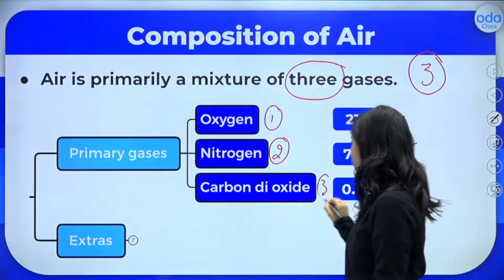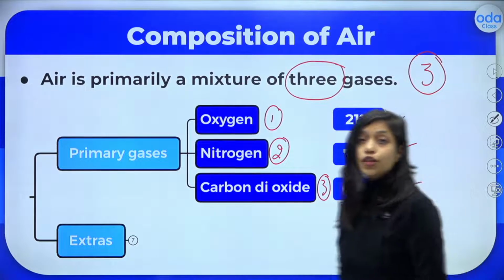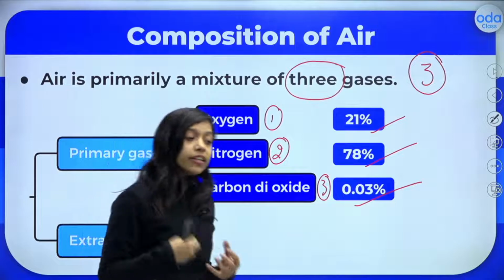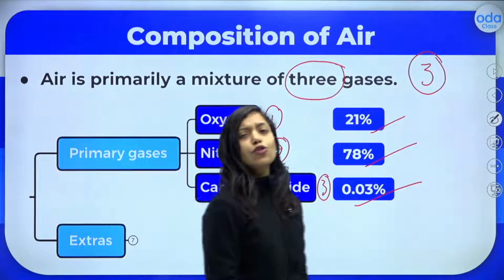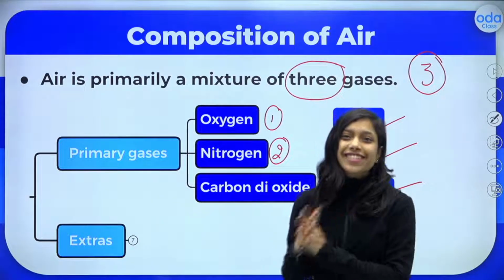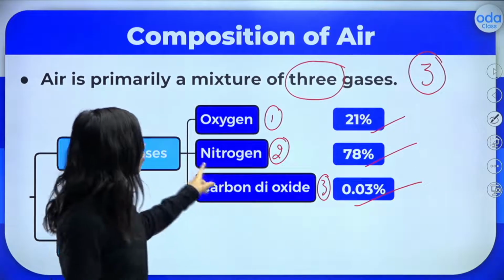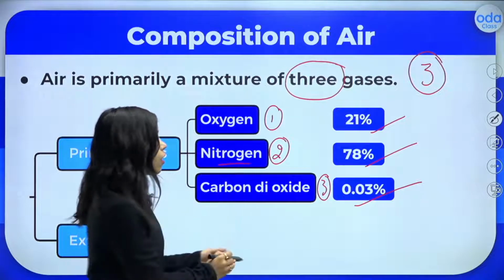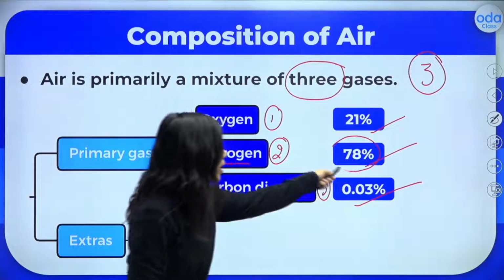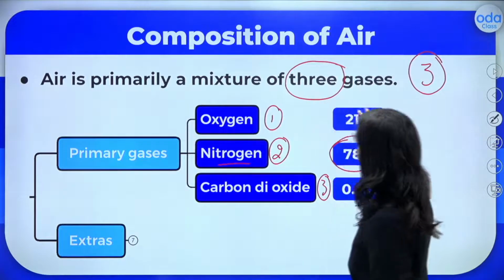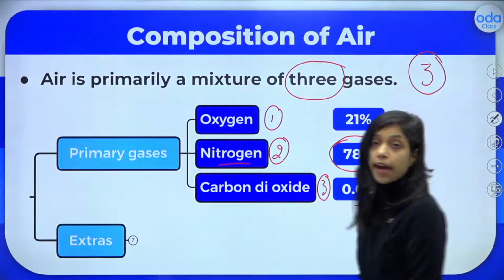And we have carbon dioxide, that is 0.03%. So this is a common question: which gas is abundantly present in the air, right? Most of the students write oxygen, right? No, oxygen is the second most abundant. The first one is actually nitrogen, because 78% of the air consists of nitrogen gas. Then comes our oxygen, and then comes our carbon dioxide.